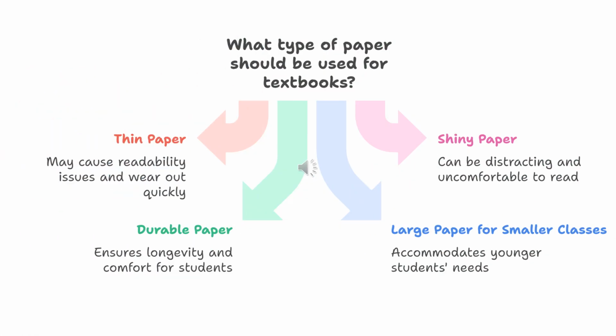Number 12. Paper. The paper should not be very thin, and it should not be such that it shines on the eyes. It should not be so poor that it wears out soon and the student has to buy a new book twice a year. Smaller classes may have textbooks of larger size paper.